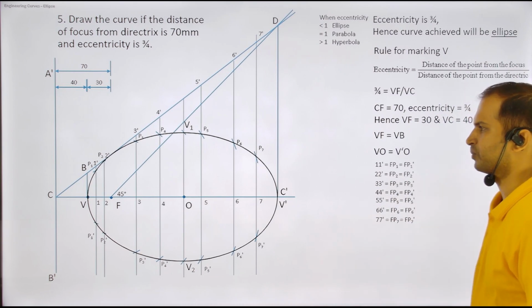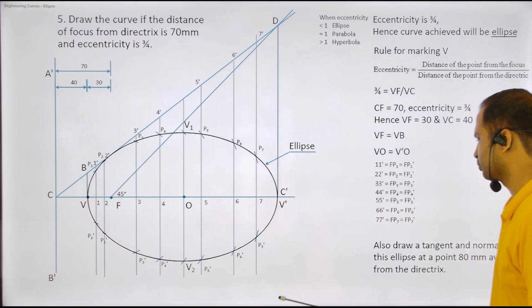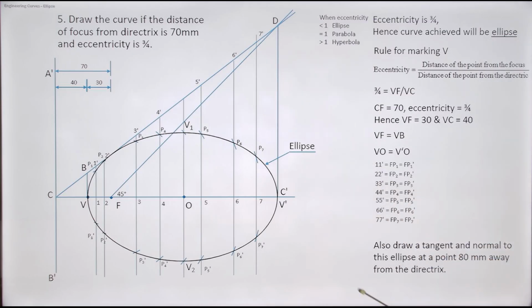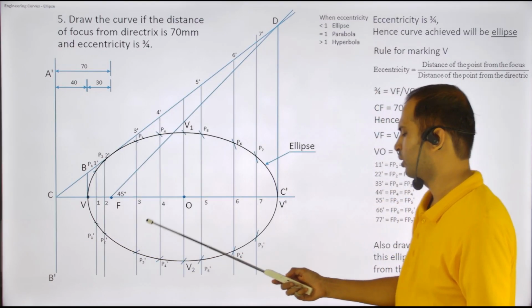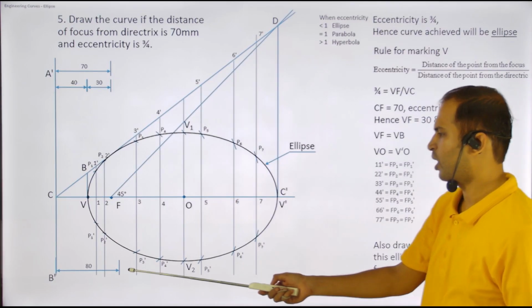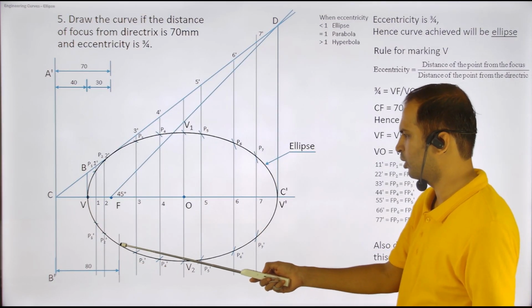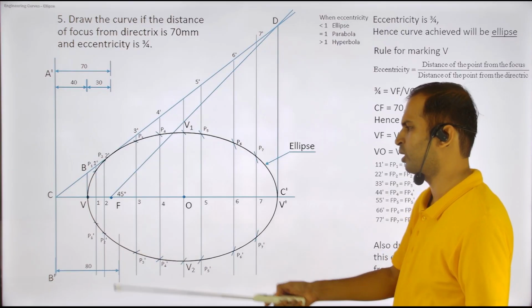Now the tangent. Also draw a tangent and normal to the ellipse at a point 80 mm from the directrix. Take the point from the directrix at a distance of 80 mm. I can mark it here or I can mark it here. Either way. I'm taking it over here now.